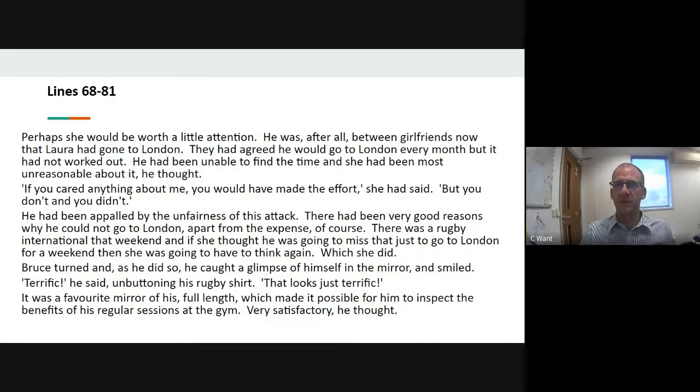They'd agreed he would go to London every month, but it had not worked out. He'd been unable to find the time, but she'd been most unreasonable about it, he thought. Seems a little bit sexist, the way he's saying that she was unreasonable about it. He's a bit self-centered, unable to find the time to go and support his partner. It's not difficult to find the evidence for disliking him, but you need to explain it to a certain degree.